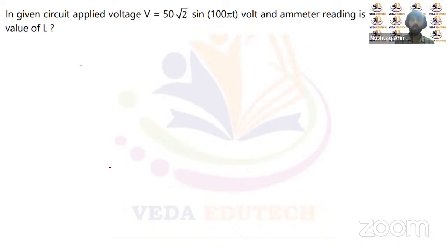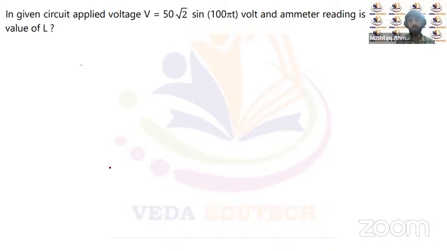Whenever we say that the ammeter reading is 2 amperes, the reading we're talking about is the RMS value of the current. Because we know that whenever a voltage is an AC voltage, the current is also AC current. The current continuously changes with time, so it does not have a fixed value at a given time.